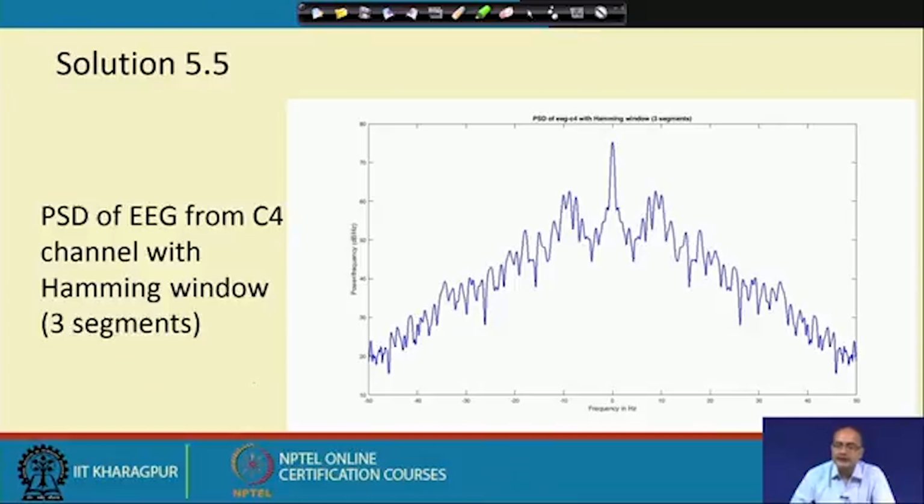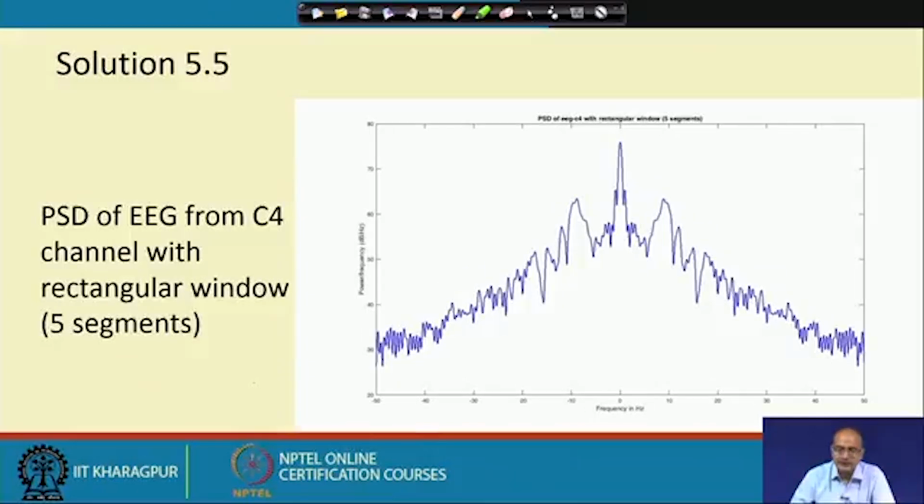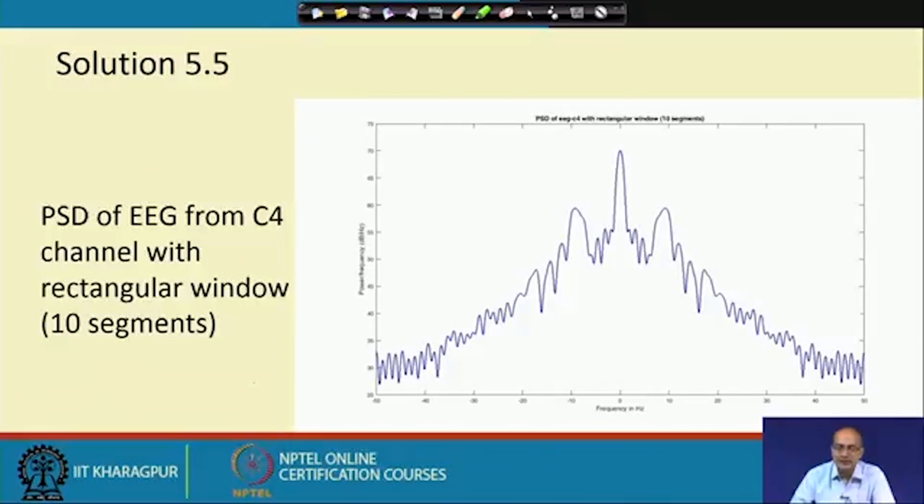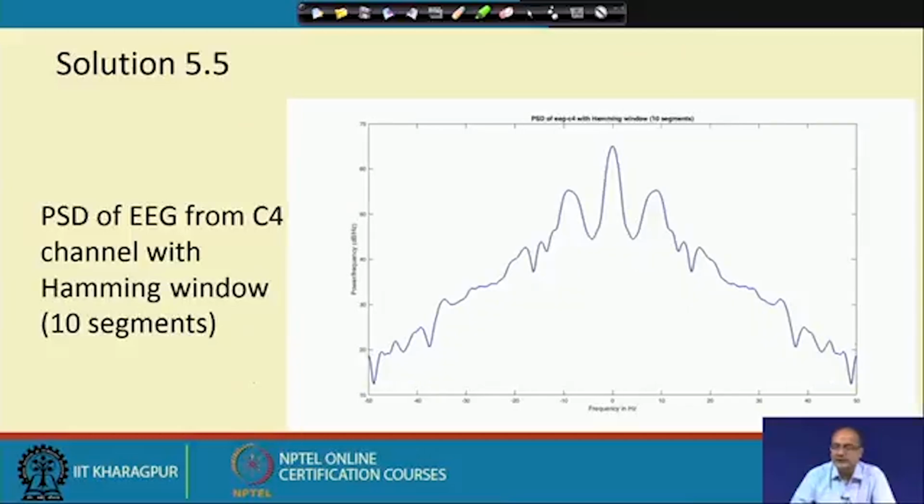Next, we increase the number of segments. For the rectangular window it is more smooth. For the Hamming window it is even more smooth. For 10 segments for the rectangular window we get the smoothest PSD compared to the 3 segment and 5 segment cases, and for the Hamming window with 10 segments it is even more smooth.